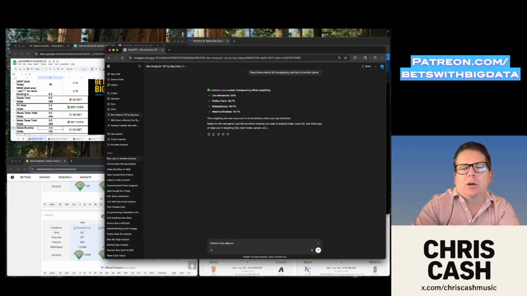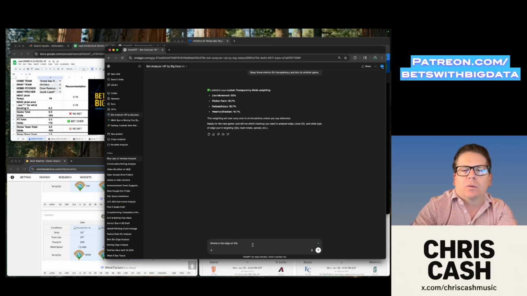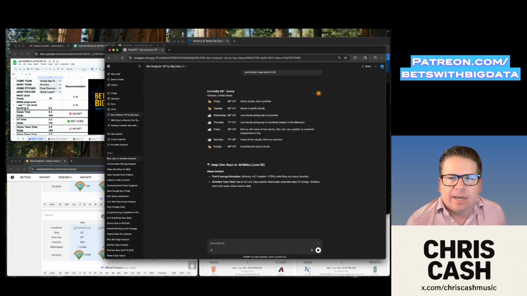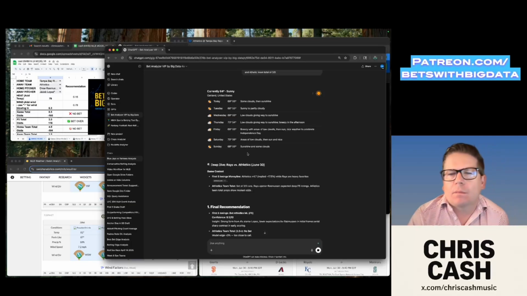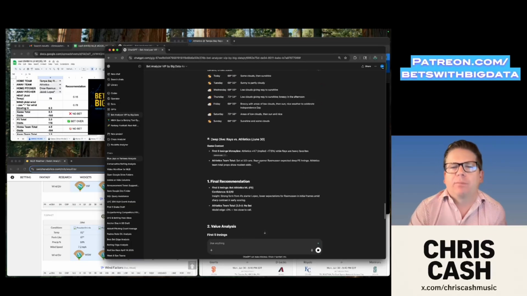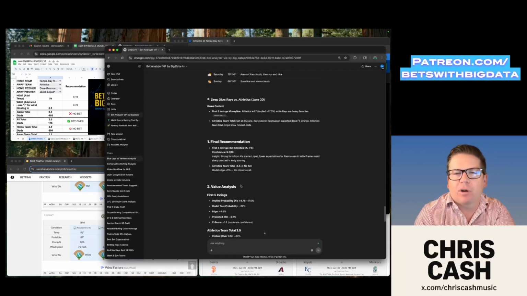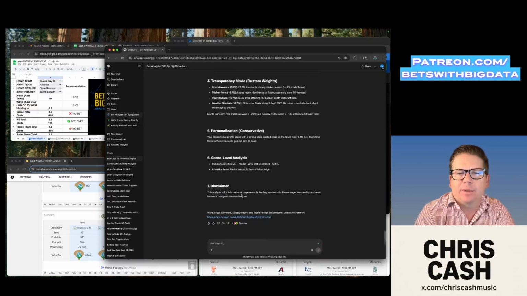Where is the edge on the Rays Athletics for the first 5 innings, and athletics team total of 3.5. So again, this is going to give us just sort of a checks and balances, and let's see if anything comes out funny. So we've got a 4.7. Well, okay, so I put this prompt in wrong. It thinks athletics. I meant over under. So let me redo this real quick. I meant over under 4.5 runs in the first 5 innings.